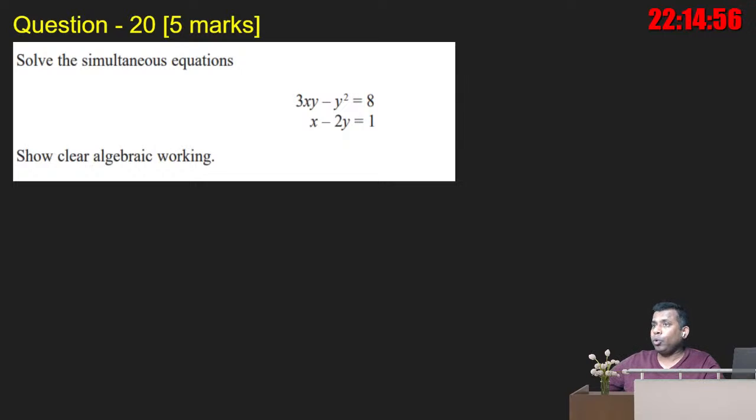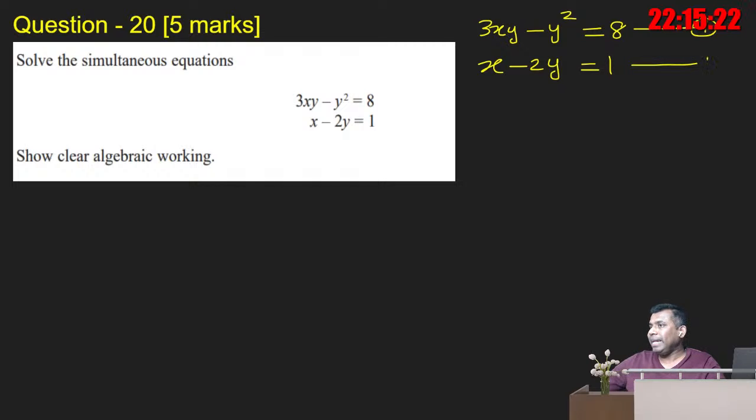The first equation, have a look, 3xy minus y squared equals 8. We call this a quadratic equation. Why? There's a y to the power 2, right? The second one is x minus 2y equals 1. So this we call a linear equation because it's a straight line, right? Linear equation. There is no squared.